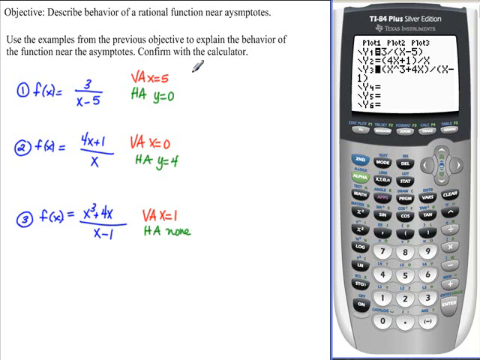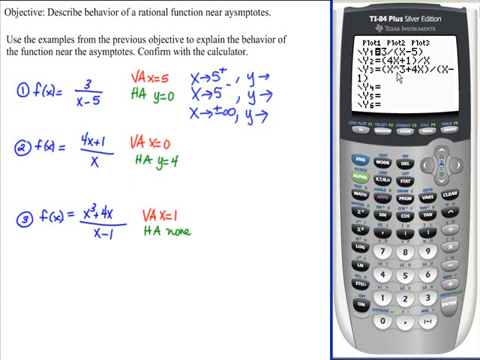For the vertical asymptote, we want to find out what's happening as x goes to 5. We actually have to talk about it from the right, and what's happening as x goes to 5 from the left. In other words, what's happening to y there. And we also want to find out what's happening as x goes to positive or negative infinity. What is y approaching? Now, these should be infinity or negative infinity, and the last one should be y is approaching 0. So let's just confirm that.